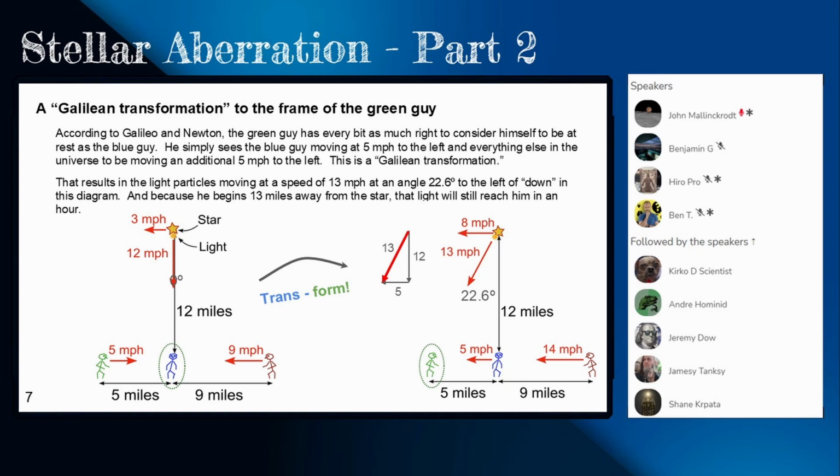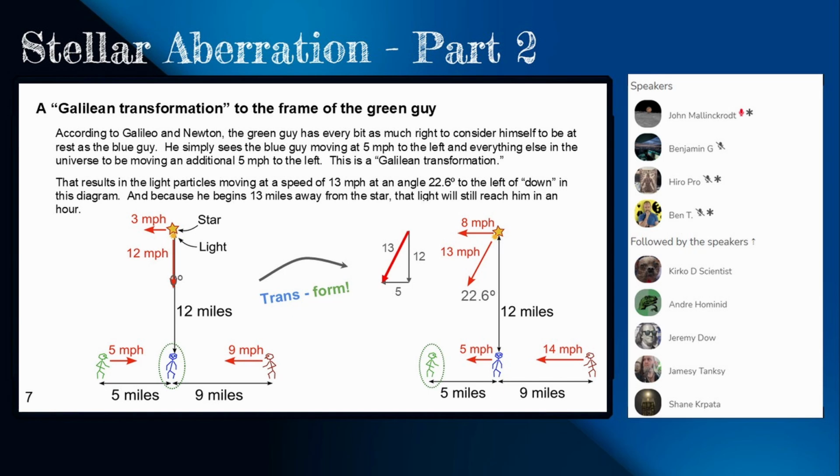And if you do the same Pythagorean theorem on the distances there, the 5 miles to the blue guy, the 12 miles to the star, you'll see that the distance that light is going to have to travel to get to the green guy is also 13 miles. So when that light gets to the green guy, it's the same light. I just Galilean transformed its velocity. The same particles of light are now moving at that 22.6 degree angle, directly toward the green guy, and they're going to get to him in an hour.